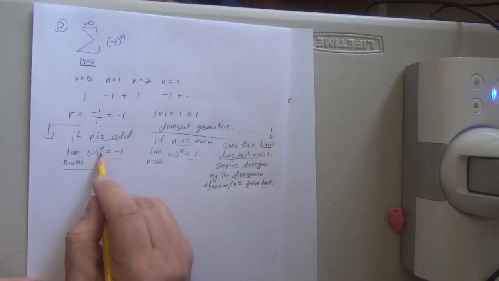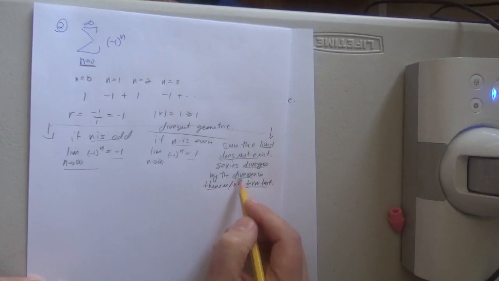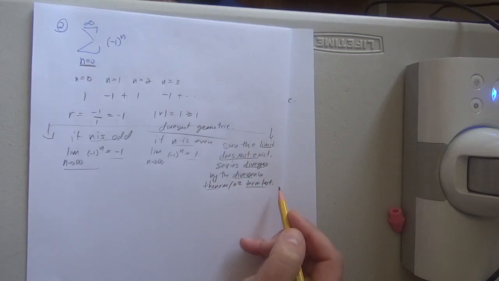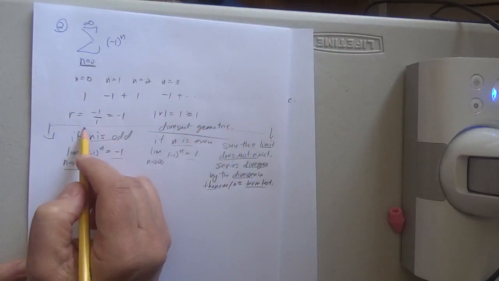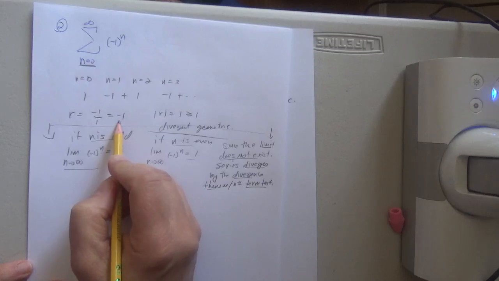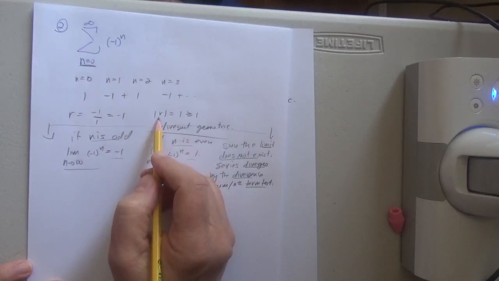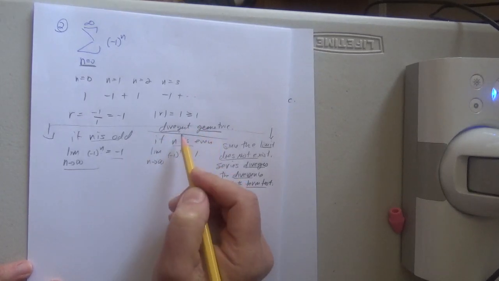So again, show me odd is negative 1, even is 1, limit doesn't exist, diverges by the divergence theorem or the nth term test, whichever one makes you happier. This one just doesn't feel natural to me, but if you wanted to do it, as long as you showed me that the common ratio was equal to negative 1 and made some sort of disclaimer that the absolute value of the common ratio is greater than or equal to 1, then you could say divergent geometric and you're all set.